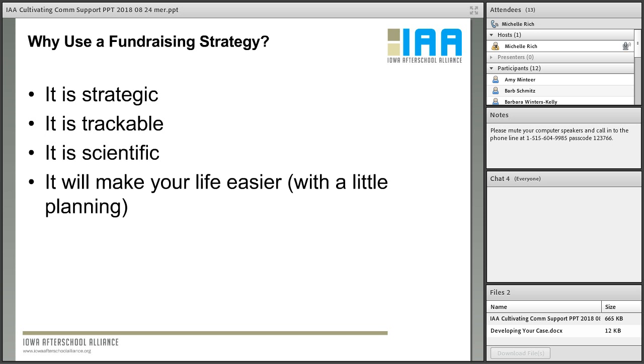Then third, a fundraising strategy based on the techniques given by the fundraising school are all research-based. So they're scientific. And this is all research done over many years of asking for individual, corporate, foundation contributions to programs and organizations. And finally, with a little planning, a fundraising strategy should make your life easier in that you have a good plan set out and it's trackable and based on research. So this helps you create some efficiency in what you're doing.